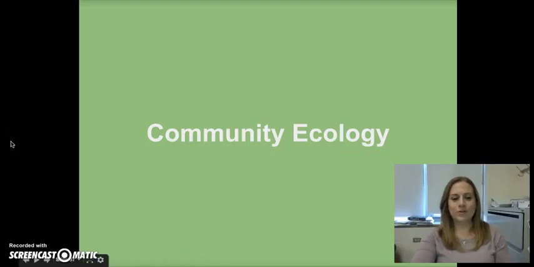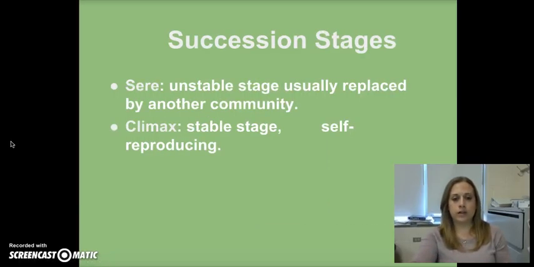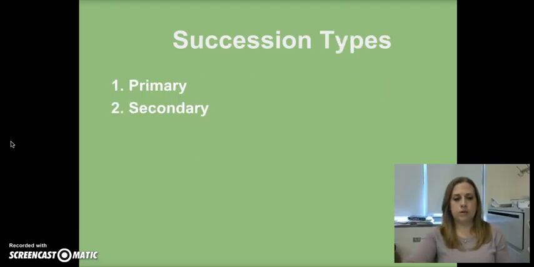Hey everybody, we are going to continue on with community ecology, and we're going to start by talking about succession. Succession is the changes in species composition over time. There are two general stages that we're going to get some more details on. The first is the sere stage, which is the unstable stage, usually replaced by another community. And then you have the climax stage, which is the stable stage, and this is self-reproducing.